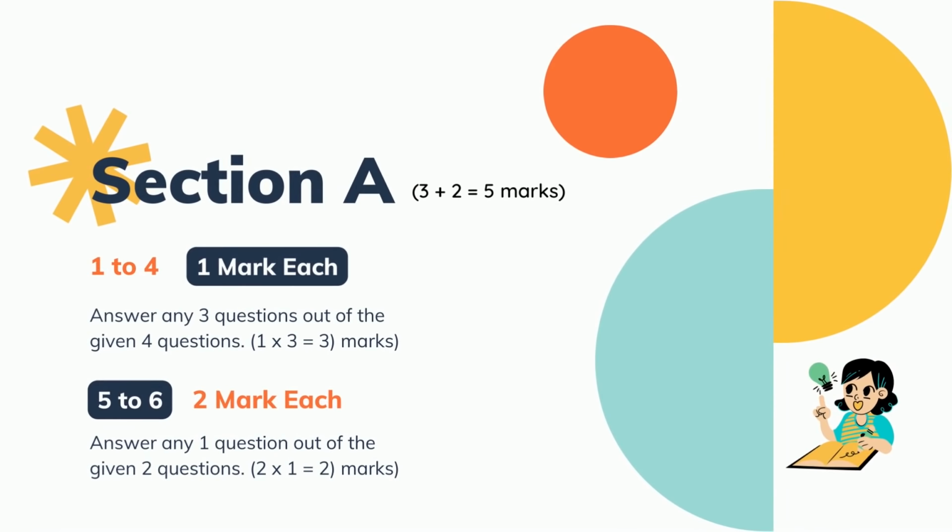Let us start with section A. Section A starts from question number 1 till question number 6, and comprises a total of 5 marks. From question number 1 to 4 we have to answer any 3 questions out of the 4 given, and they will be of 1 mark each. Question number 5 to 6 will be of 2 marks each, and we have to answer any 1 out of the 2 questions.